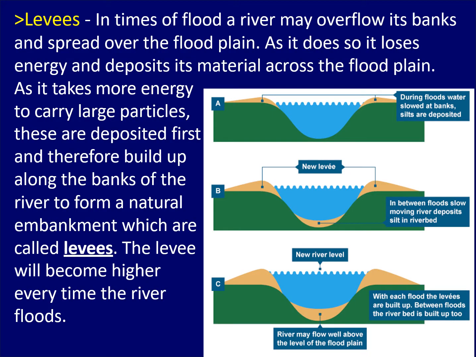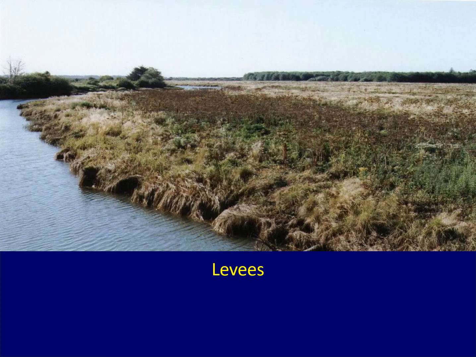The next feature which is formed is a levee. Now, what is a levee? The raised banks which are formed are called levees. This is the picture of the levee. You can understand by it that after a lot of deposition, it creates structures like this, which are called levees.